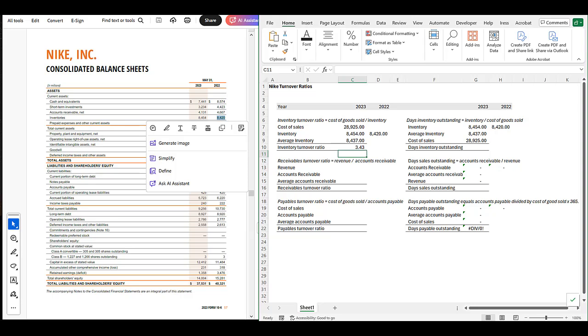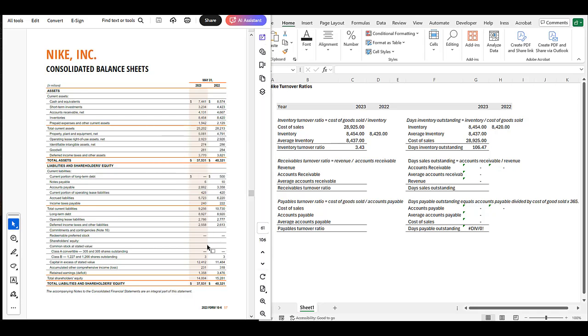We can now easily calculate the days inventory outstanding, which will tell us how many days on average it took Nike to sell its inventory. We already have the average inventory and the cost of sales. 8,437 divided by 28,925 multiplied by 365 equals 106. It took Nike 106 days on average to turn over its inventory.